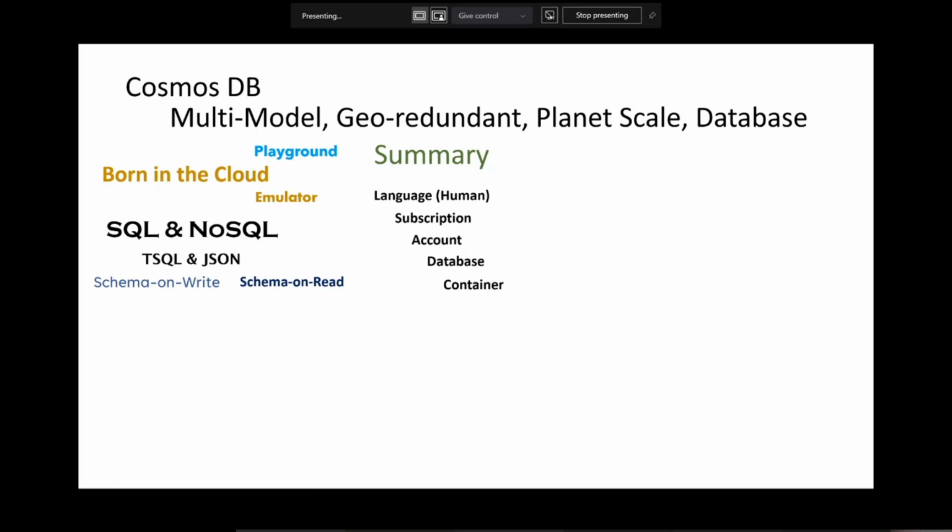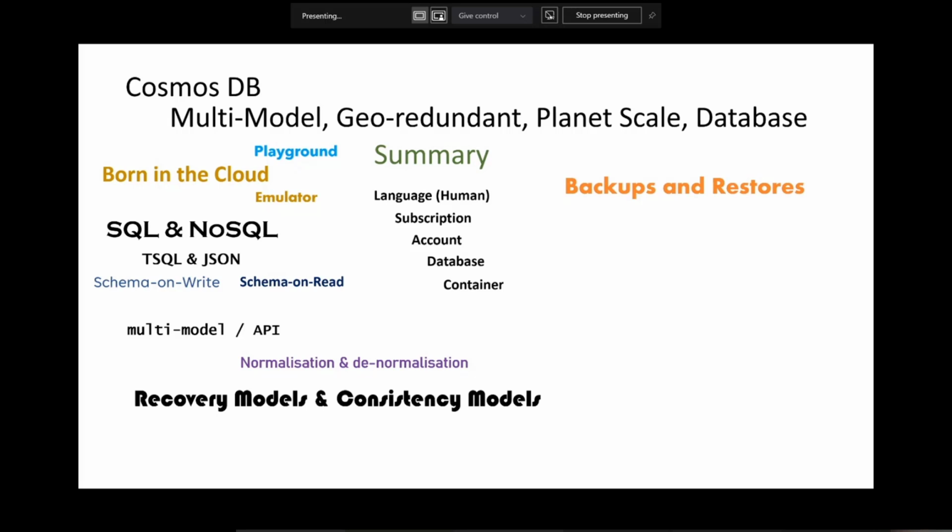Bit of a hierarchy here. Subscriptions, accounts, databases, and containers. In SQL Server, we're used to the server instance, the databases, the tables, and so on. So a touch of difference. Multi-models, APIs. We're going to explore multi-models in a little bit of depth very, very shortly. Normalization and denormalization. As a database professional, we're used to normalizing. Well, we might want to denormalize quite a bit in the world of NoSQL. Backup and restores. This is going to be our third point that we're going to explore, and this might surprise you. Goes hand in hand with recovery models and database consistency.